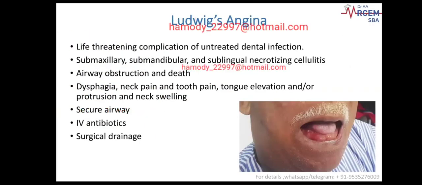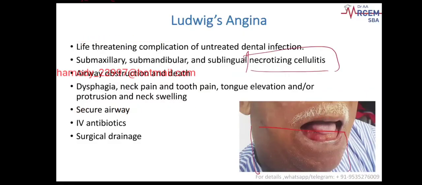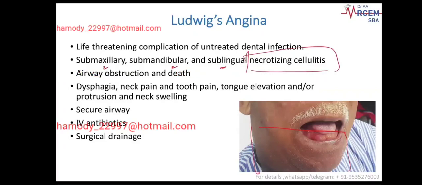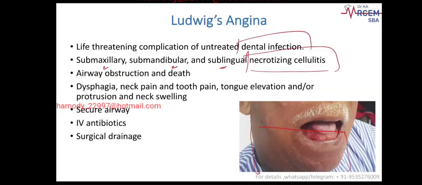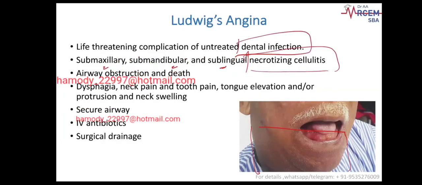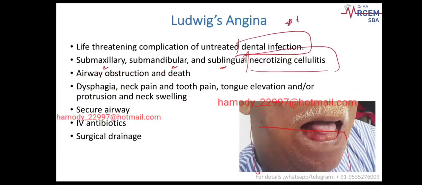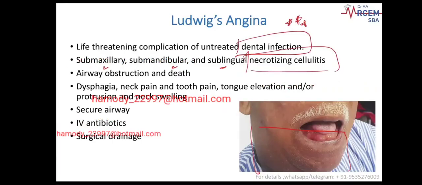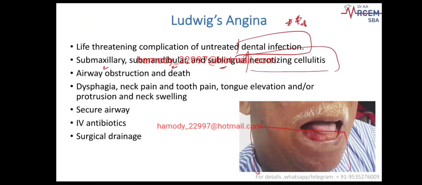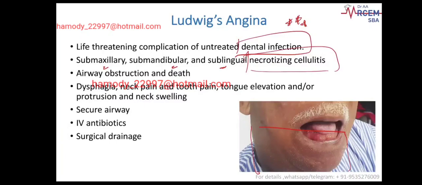Ludwig's angina is nothing but necrotizing cellulitis below the tongue, that is in the submaxillary, submandibular, and sublingual region. Why do they develop? 99.99% of the time the infection spreads from a tooth infection, that is a dental infection. So some dental infection they would have mentioned in the stem of the question. This is the important terminology you need to be aware of and pick up. Post-dental infection, they end up having this presentation of necrotizing cellulitis below the tongue level in the submaxillary, submandibular, and sublingual region. Think of Ludwig's angina.